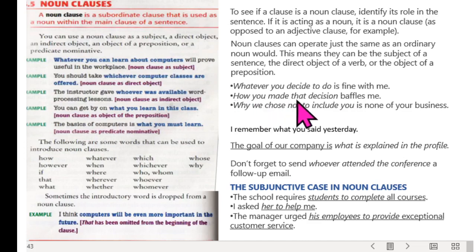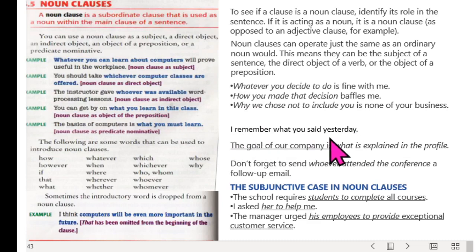How you made that decision baffles me. Baffles is the verb. And how you made that decision is the subordinate clause. Same with the other. You see, I remember what you said yesterday: what you said yesterday is a noun clause. Same as the others.